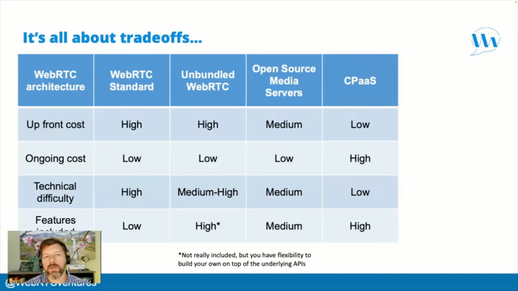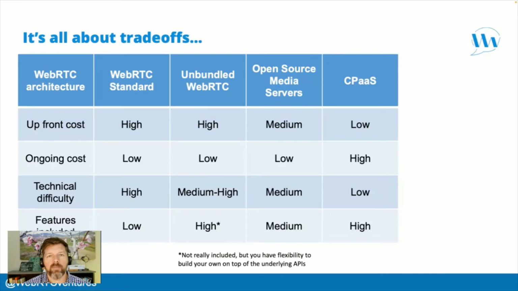Using one of the commercial CPaaS solutions is probably going to be the lowest upfront cost, just because they have so many features built in for you already. And you don't have to worry about anything about the media servers or the infrastructure around that itself. The other end of the spectrum would be building directly to the WebRTC standard, where you're going to have to handle all of that browser, mobile support, scaling considerations, all of that yourself. So that's going to probably be the highest upfront cost.